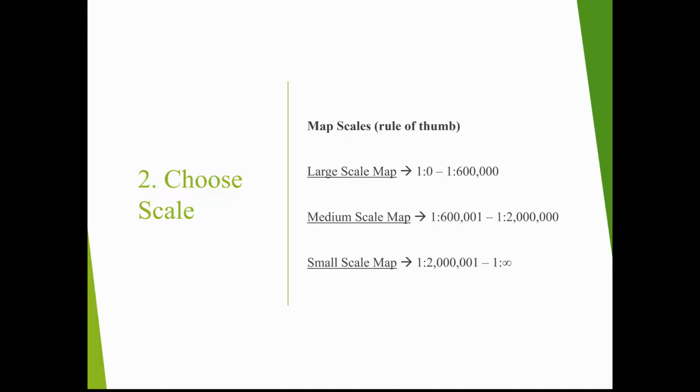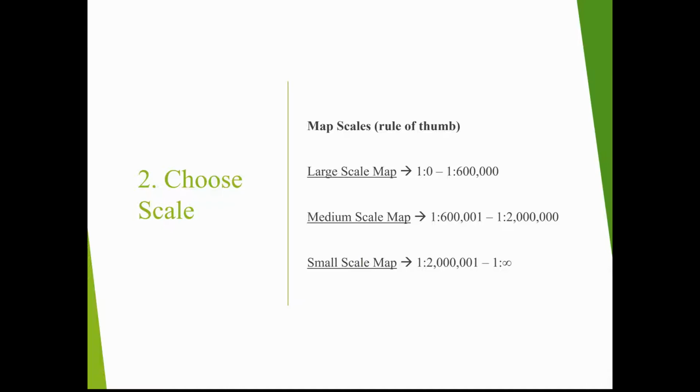A medium scale map runs from 600,001 to 1 to 2 million. And a small scale map covers a large geographic area, and it runs from 1 to 2 million and 1 to essentially infinity. The large scale maps, since they show such a small portion of the Earth, will allow you to show more details and more features about the Earth's surface.